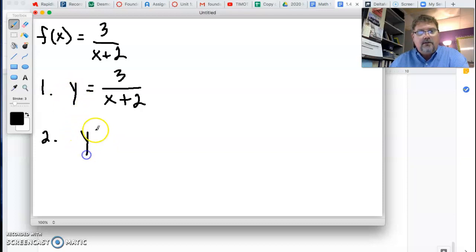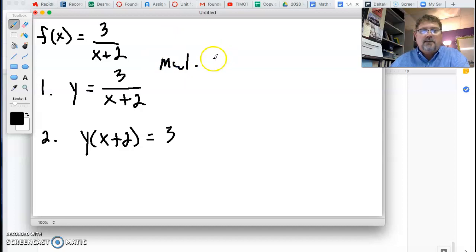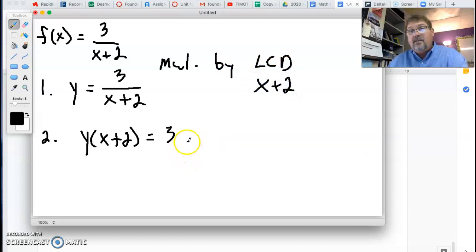You get y times x plus 2 equals, well, when you multiply this side by x plus 2, it cancels the x plus 2. So it's just equal to 3. Because remember, we got to break x out of this denominator. We got to get it by itself. And the first step to doing that is just get him out of that denominator. So multiply by LCD, right? Multiply both sides by LCD, which is x plus 2 in this case, right? And you can think of cross multiplying.